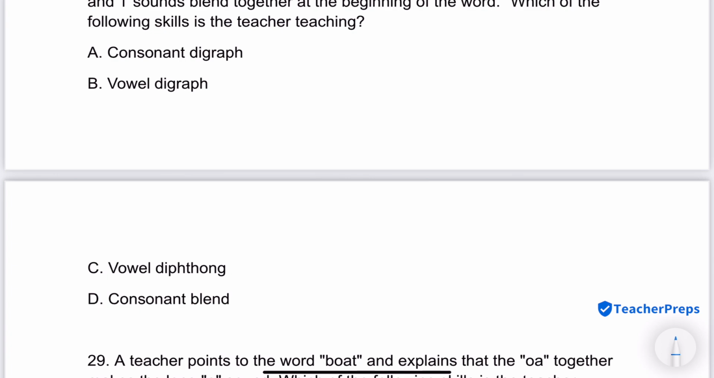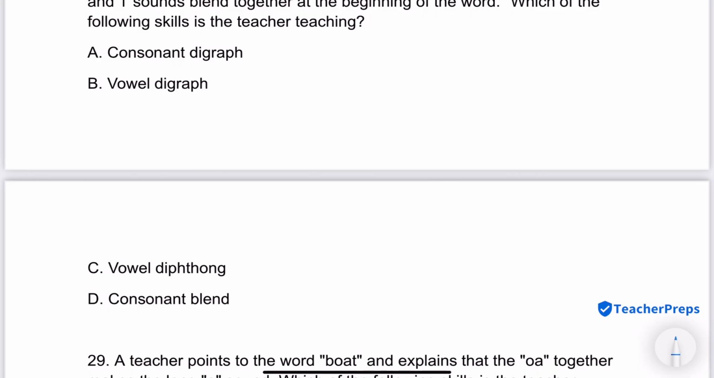This one reads, a teacher shows students the word blue and says, notice how the b and l sounds blend together at the beginning of the word. Which of the following skills is the teacher teaching? Take a moment to find the best answer.